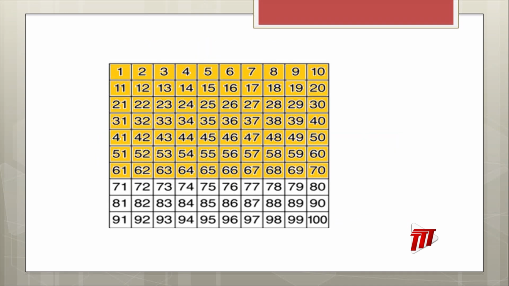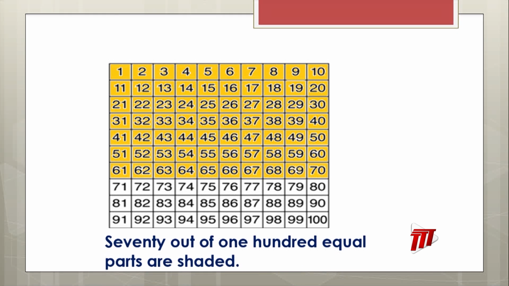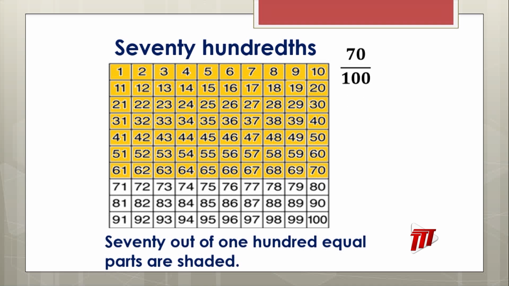Okay, so let's see if you can work this one out on your own now. You all know this all too well. This is a 100 chart. If your teacher asks you to shade 70 of those equal pieces there, can you do that? But what would that fraction be called? Let's find out. Did you do it as yet? Okay, let's check. 70 out of 100 equal parts are shaded. What do you call that fraction? We call that 70 hundredths. Did you get that answer? I hope so. And it is represented like that.